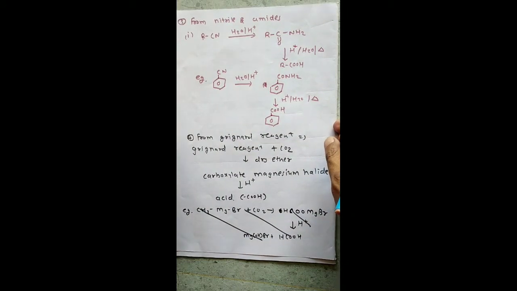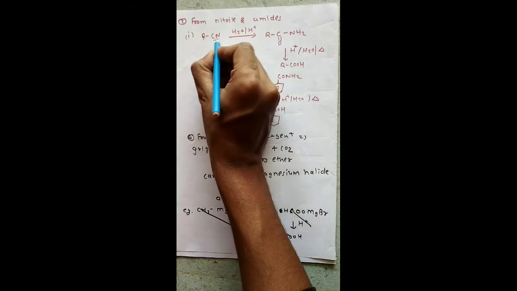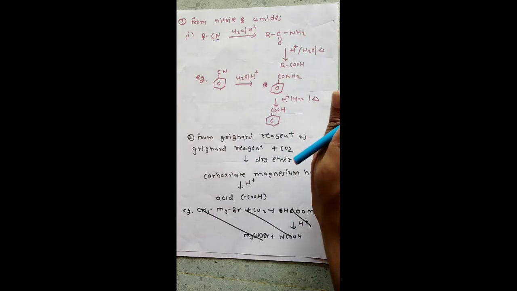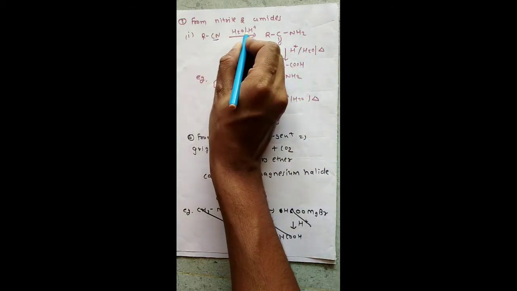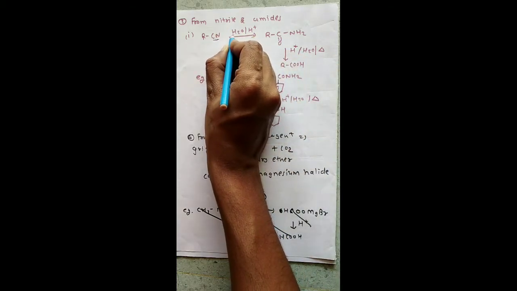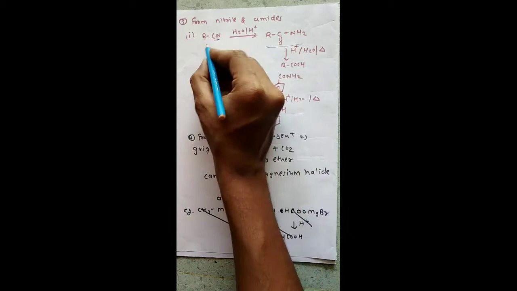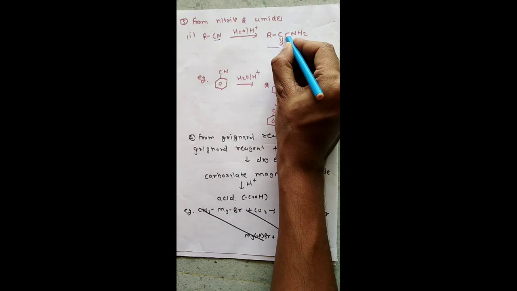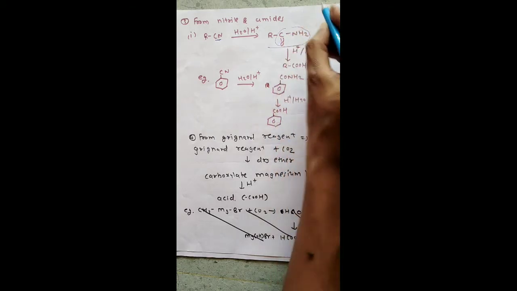Now the third method, from nitrile and amide. Nitrile means cyanide group. When we perform a hydration reaction in it, hydration reaction means we have to add an H2O molecule in it. You can see in presence of acid when we perform the hydration reaction, you will get this R, oxygen is adding on carbon, C double bond O, and the remaining two hydrogens are adding on nitrogen, NH2. So this one is our amide now.